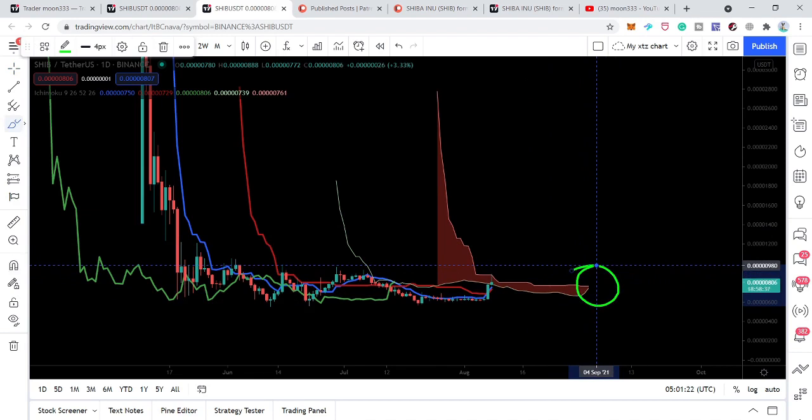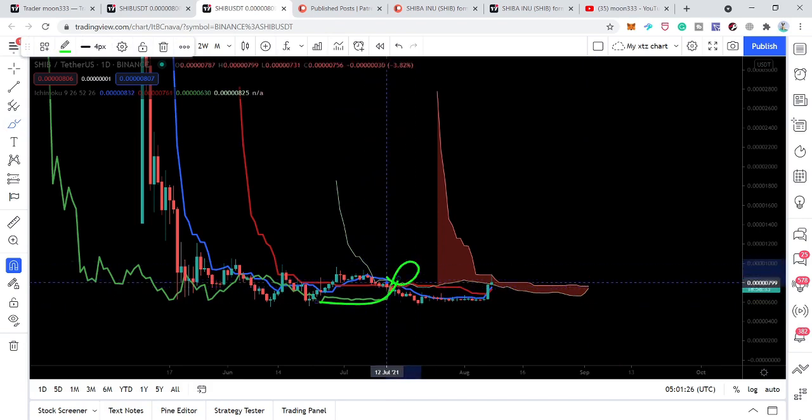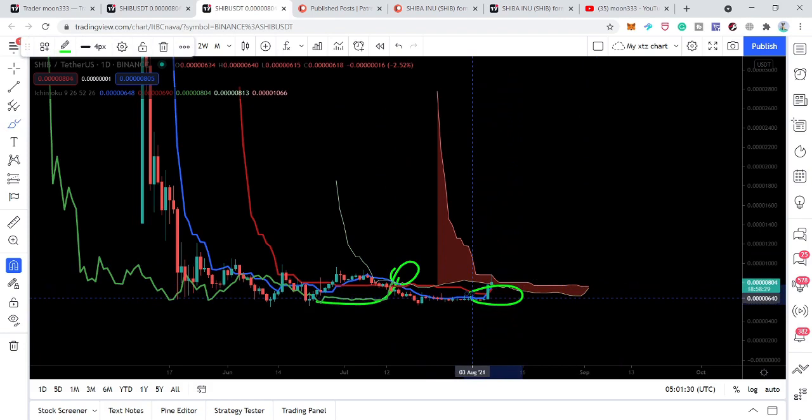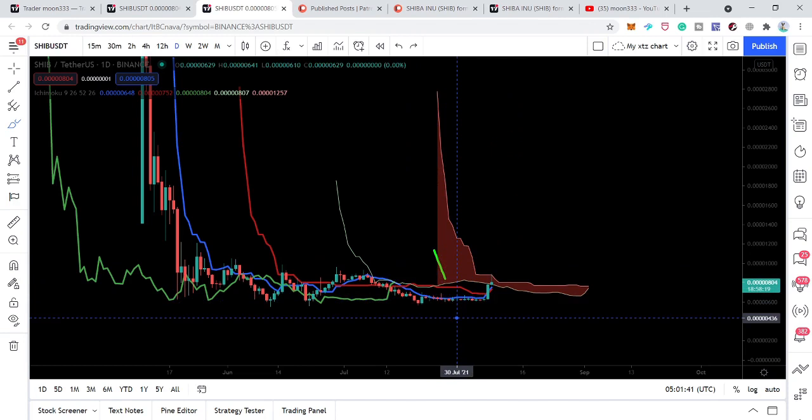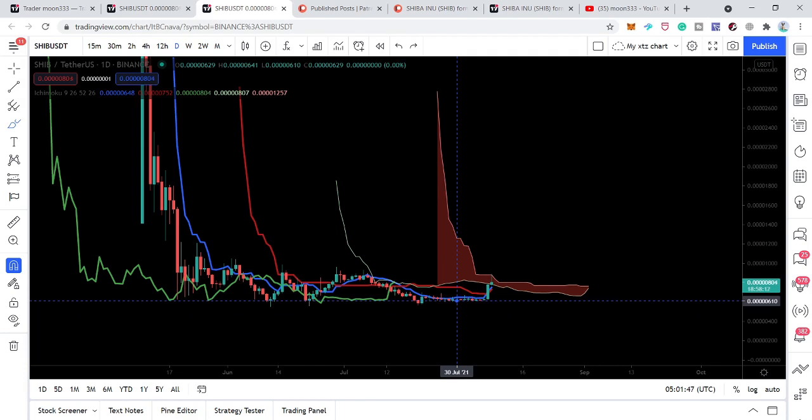And we can also see that this lagging span, this green line, has crossed up the candlesticks, and we have also received a bull cross by this conversion line and the baseline. This blue line is the conversion line, and this red line is the baseline, that is the bearish line. And once this conversion line, the blue line, crosses up the baseline below the candlestick, that is the bullish signal as per this Ichimoku cloud.